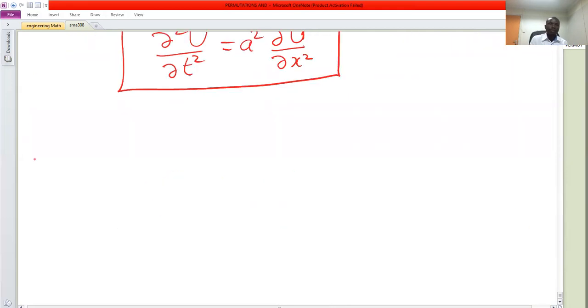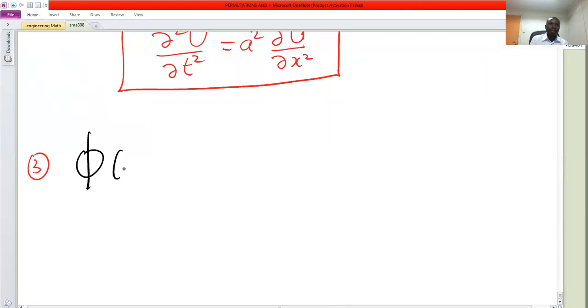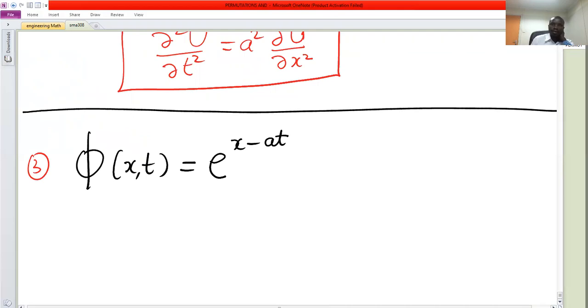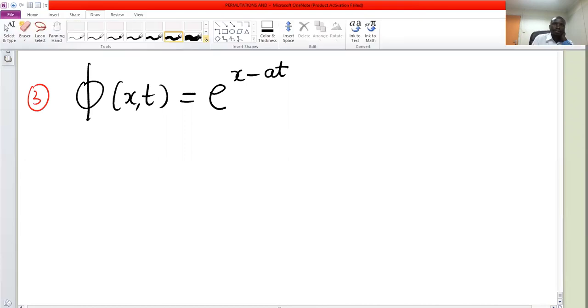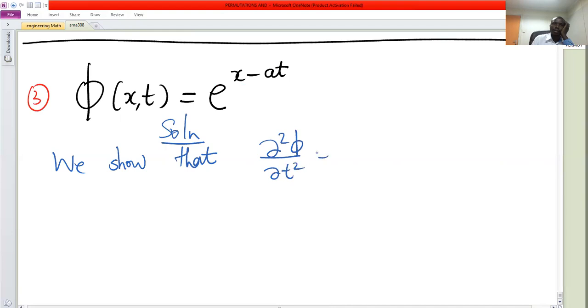Another example, number 3, if we have a function phi of x comma t given by e raised to the power x minus at. So we also need to show that phi satisfies the wave equation. So, solution: we show that partial squared phi partial t squared equals a squared partial squared phi partial x squared. So this is the wave equation.